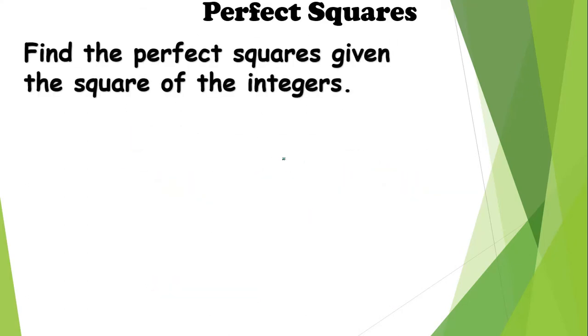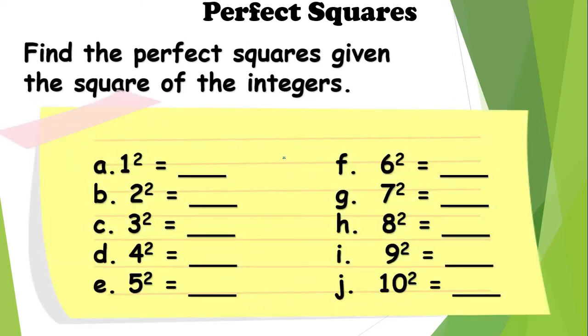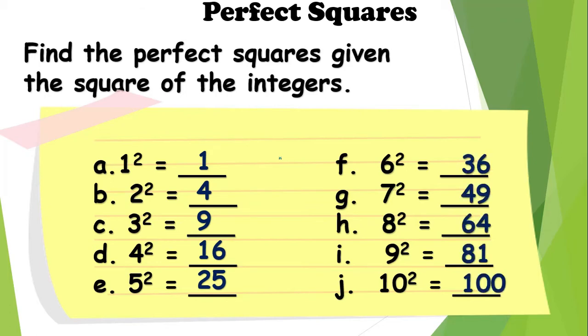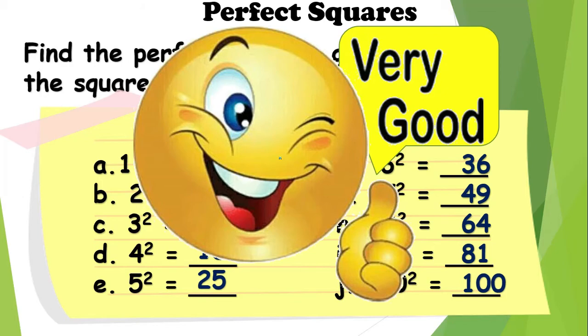Find the perfect squares given the square of the integers. So we have items 1 to 10 and you have to multiply each number to find the perfect squares. So, pwede nyong i-pause yung video kapag nakuha nyo na yung sagot. Pwede nyo na ulit i-play to check your answers. We have 1, 4, 9, 16, 25, 36, 49, 64, 81, and 100. So those are the perfect squares from 1 to 100. Very good. I hope nakuha nyo lahat ng tamang sagot.